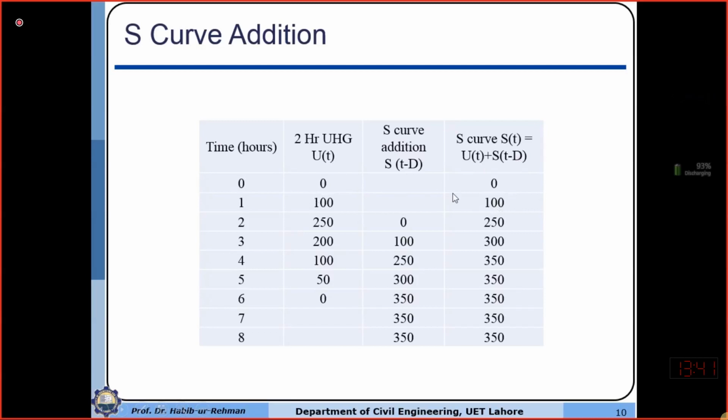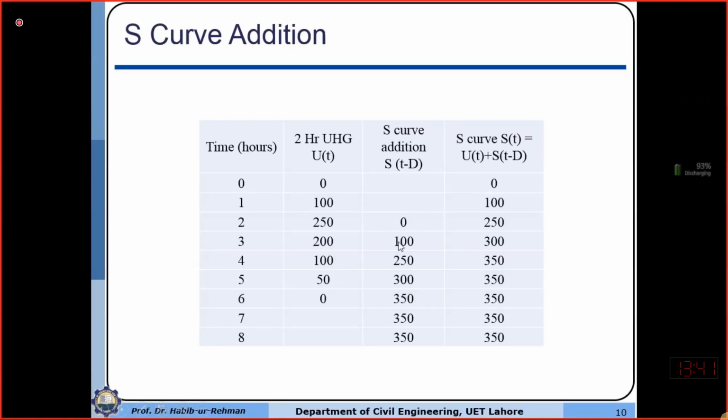Now the first two rows of the S-curve addition column will remain blank, because for S(T minus D), with T equal to 0, it is 0 minus 2, which does not exist, S minus 2. And for T equal to 1, it is 1 minus 2, that is minus 1, so S minus 1 also does not exist. The first ordinate of S is S0.